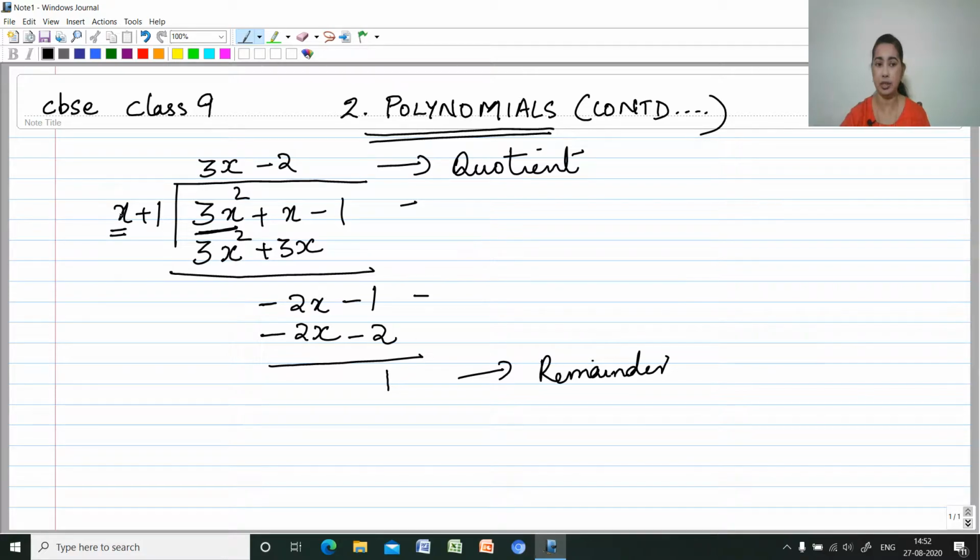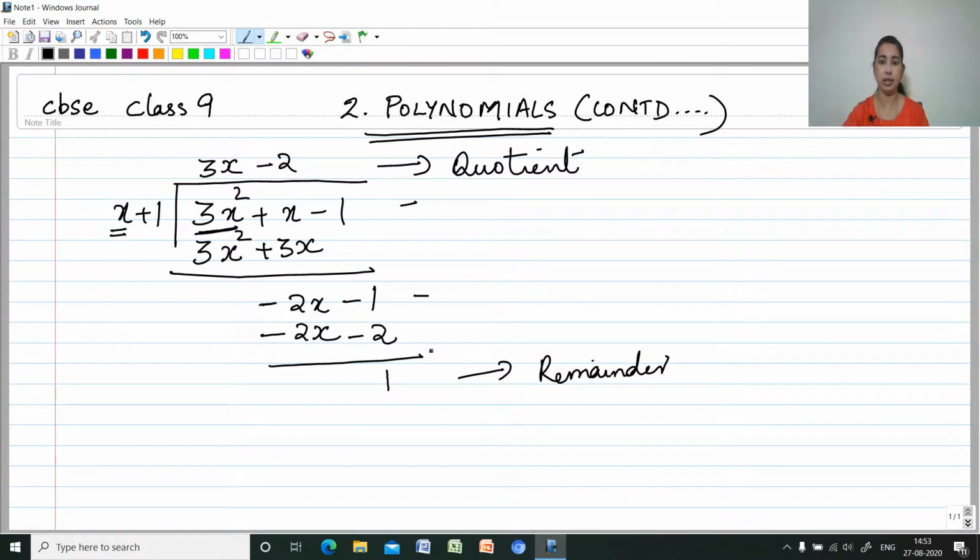So first what are we checking? We are finding out with what I have to multiply this divisor in order to get the first term of the dividend. With x I have to multiply 3x so that I get 3x square, and the second term also I have to multiply and I get 3x. Then subtracting, the 3x square gets cancelled, remaining x minus 3x gives minus 2x and remaining minus 1. Then again you have to multiply this x with minus 2 to get minus 2x. Then subtracting, we get 1.